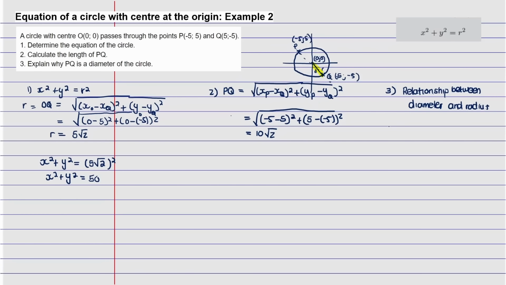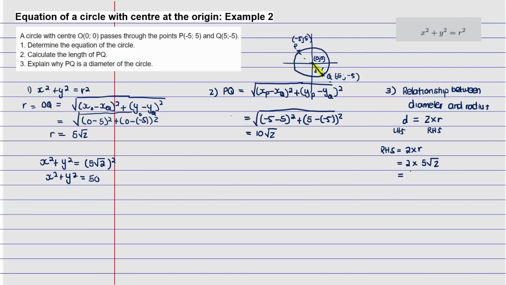So what do we know about the relationship? The diameter, which I'm going to name D, is equal to 2 times the radius. So I'm checking whether the left-hand side is equal to the right-hand side. The right-hand side is 2 multiplied by r, and remember that we found our r as 5 root 2.